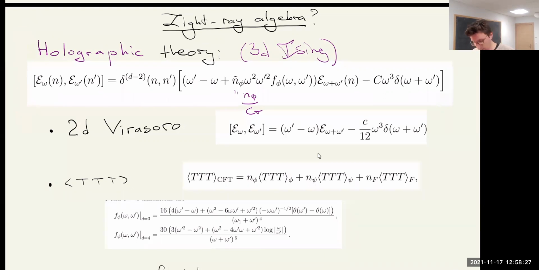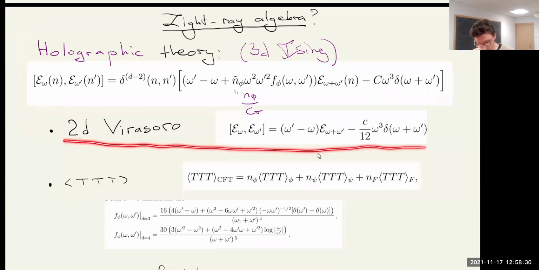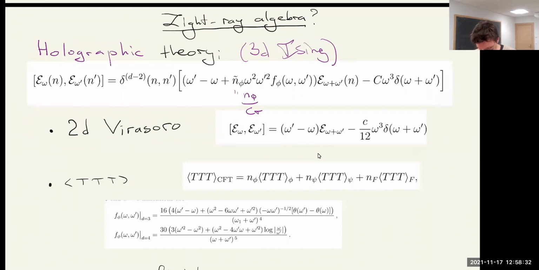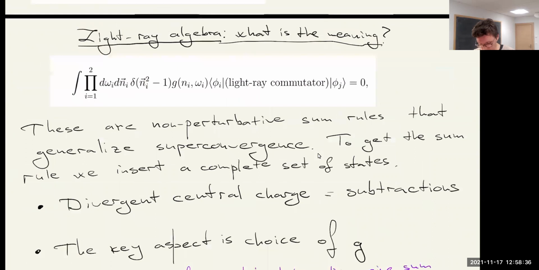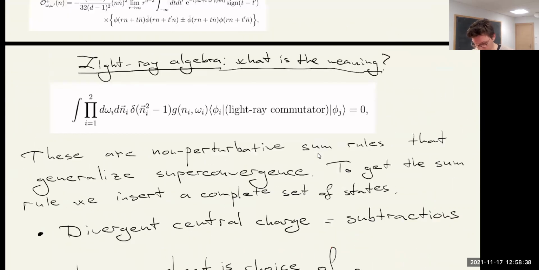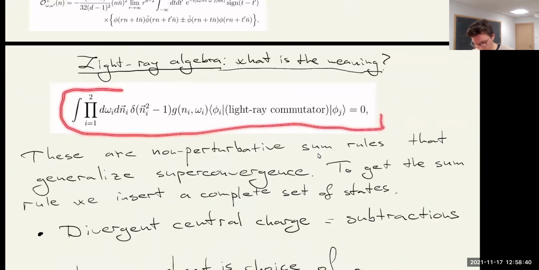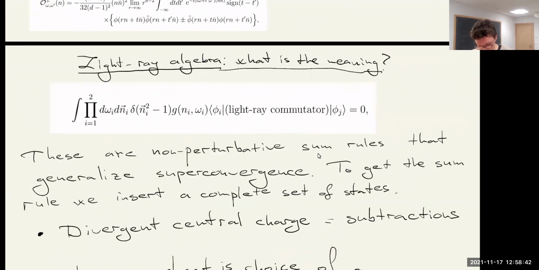Now, in 2 dimensions, it has some interpretation of Virasoro. What is its interpretation in higher dimensions? Let me skip the slide. Well, I think here the interpretation is that there are the superconvergent sum rules. We can take this commutator, insert it in some correlation functions, insert a complete set of states, and then try to get some sum rules from this commutator.